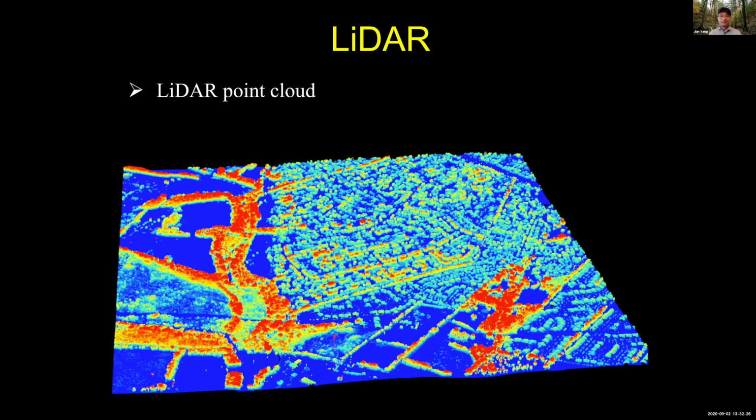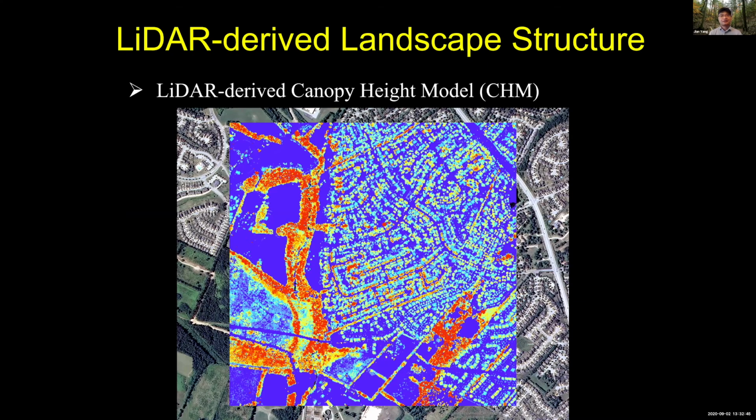So this is a LIDAR point cloud for the Veterans Park area, where I'm currently doing my presentation. My home is nearby the Veterans Park. We can use the LIDAR data to derive a canopy height model, which is basically the difference between the surface elevation and the ground elevation. In an urban area, that could be the height of any object like a house, but in the forest, that is what we call the canopy height.